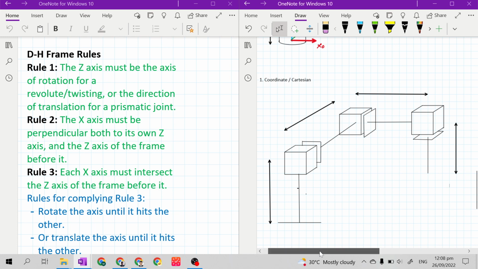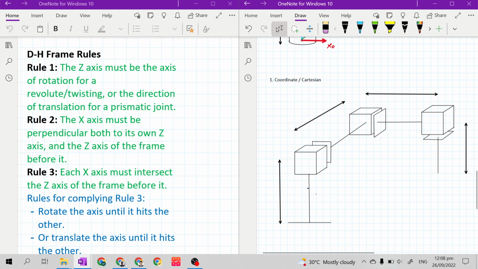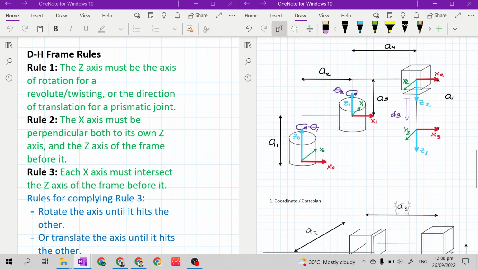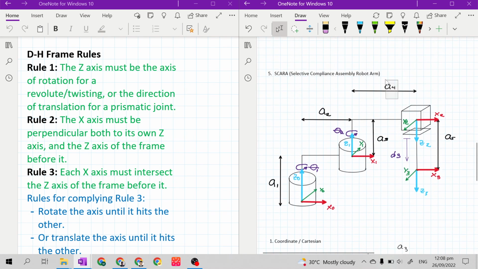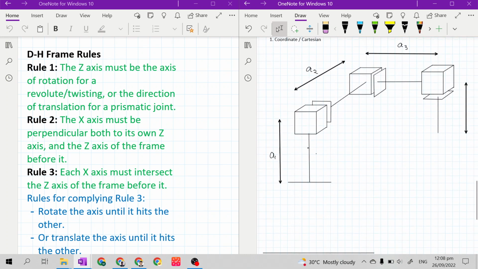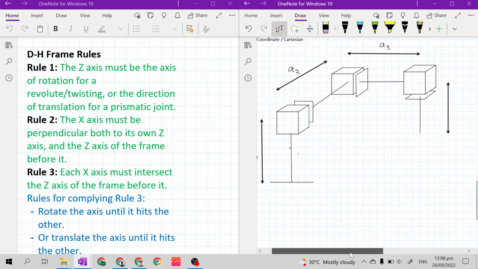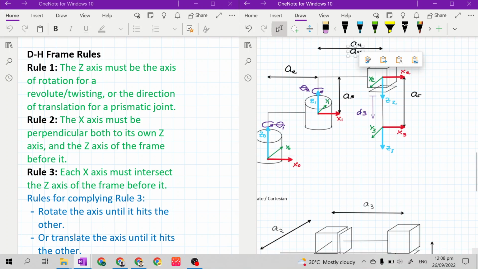Okay. So let's label each link. So A1, next is A2, then A3, then let's borrow the A5 from Scara. Oh sorry, A4. So this is A4.